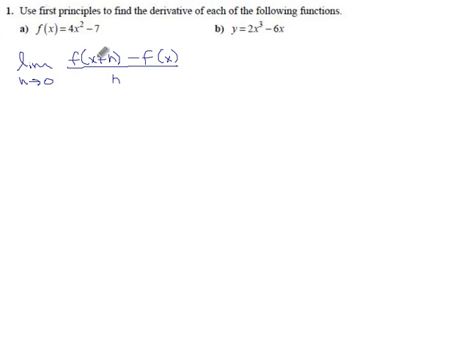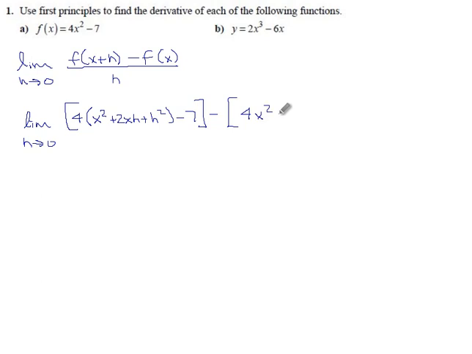So f of x we have, f of x plus h we get by plugging into this function. I'm going to try to do that on the fly to save a little bit of time. f of x plus h is 4(x plus h) squared, x squared plus 2xh plus h squared, minus 7. All that is f of x plus h, minus f of x, which is 4x squared minus 7. All that is over h.